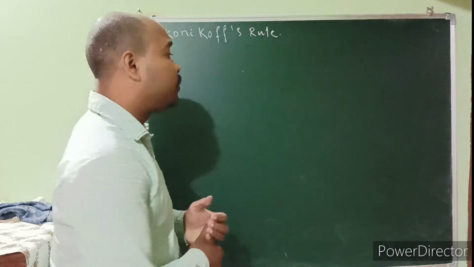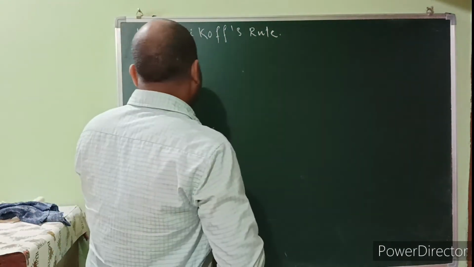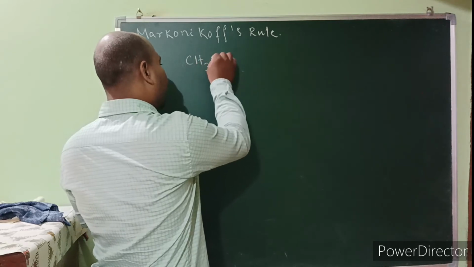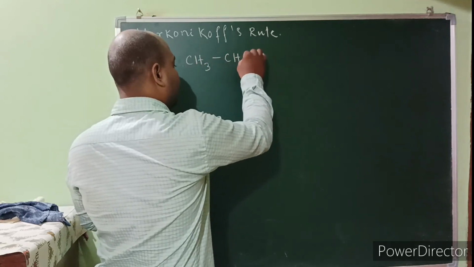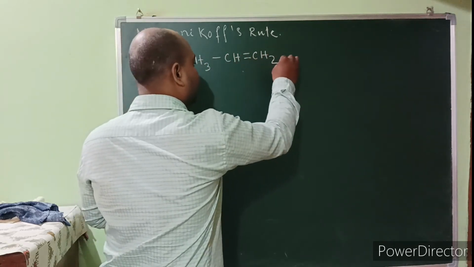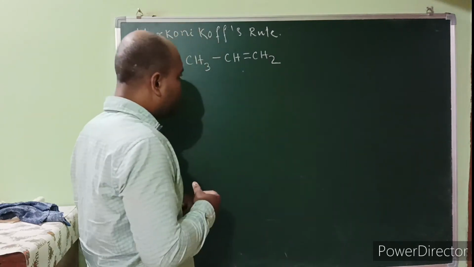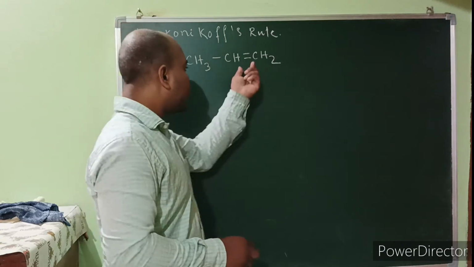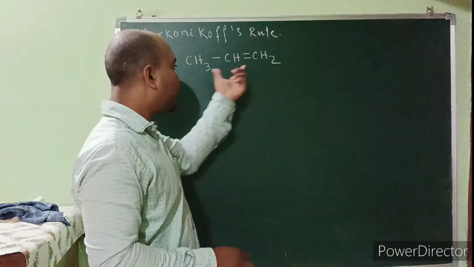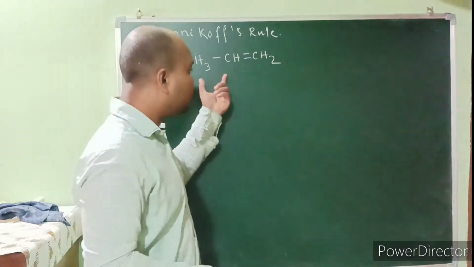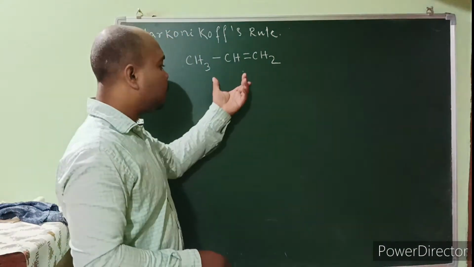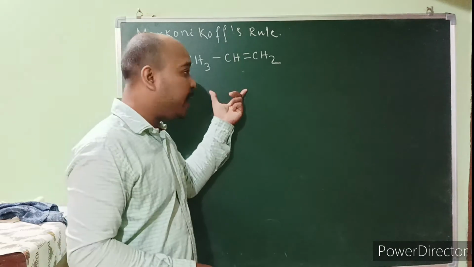Now consider, I am taking an unsymmetrical alkene. See, in this case, that it is the double bond. This side contains two carbon atoms and this side contains one carbon atom. That's why it is an unsymmetrical alkene.